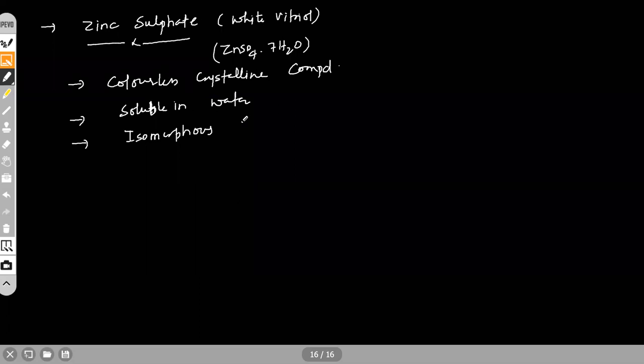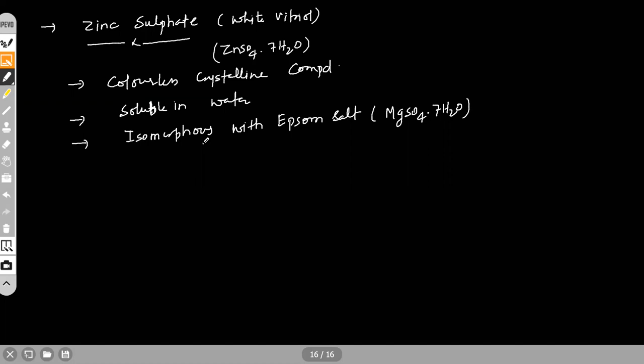Yes. Isomorphous with Epsom salt. This question they have asked once. Isomorphism means the formula representation is the same, like MgSO4.7H2O. It looks similar, right? ZnSO4.7H2O, MgSO4.7H2O. This kind of compounds are called isomorphous compounds. Formula representation is identical. Or like KCl, NaCl, and all those, you can say isomorphous.